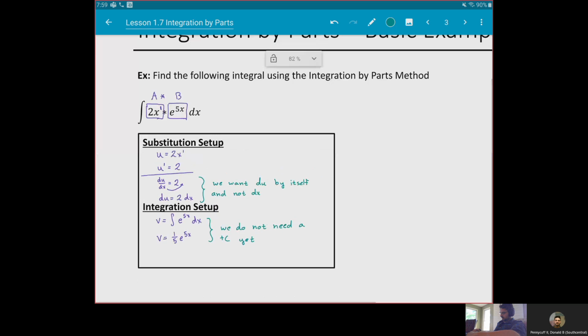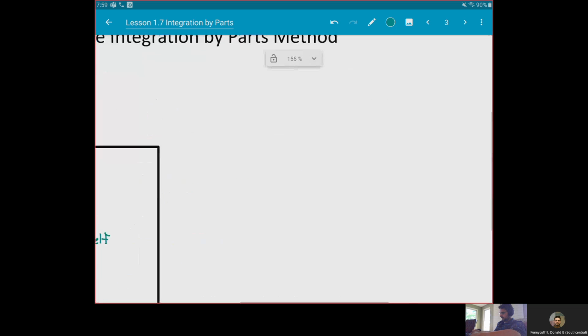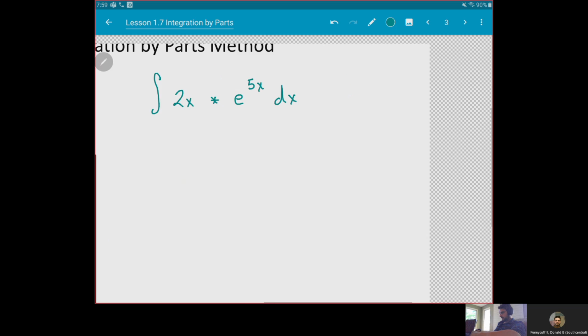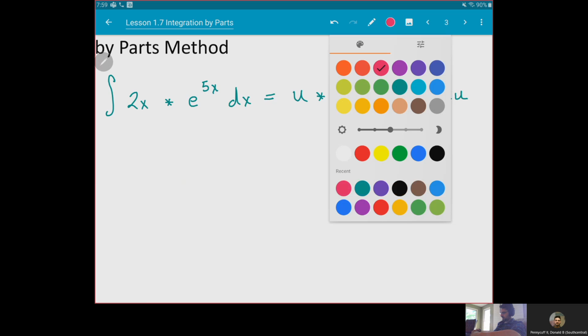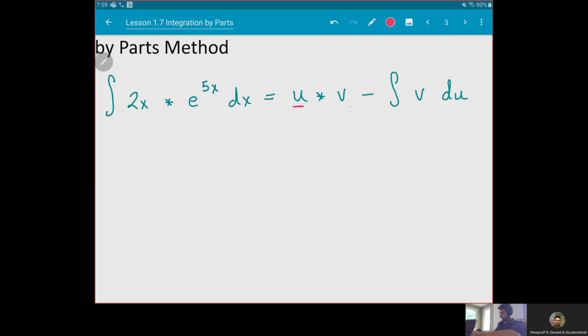Now that we have this, let's look at what we're dealing with. So here is our original problem. We have the integral of 2x times e to the 5x dx. Okay. Now here's the integration by parts formula. u times v minus the integral of v du. Okay. So here are the pieces that I've got to plug in. I've got to plug in a u, two v's, and a du.